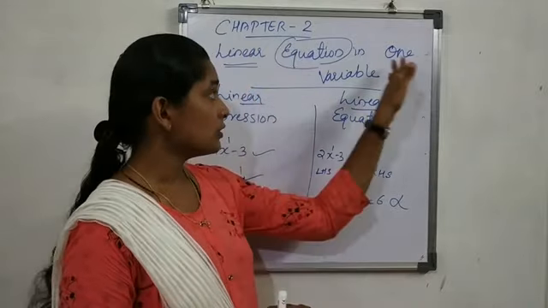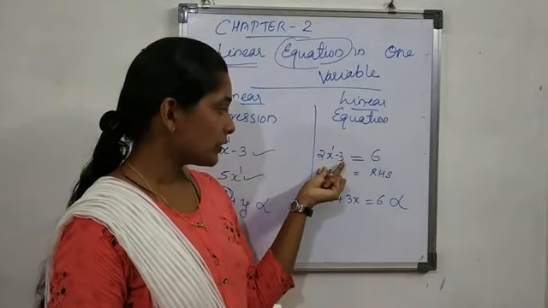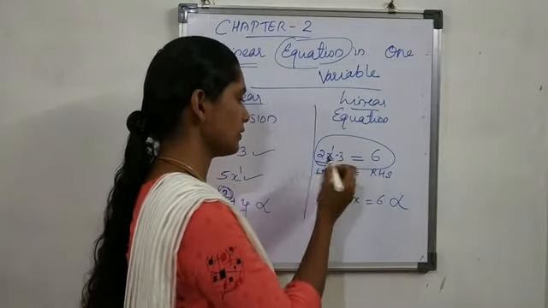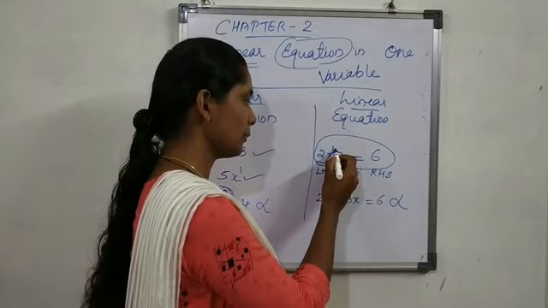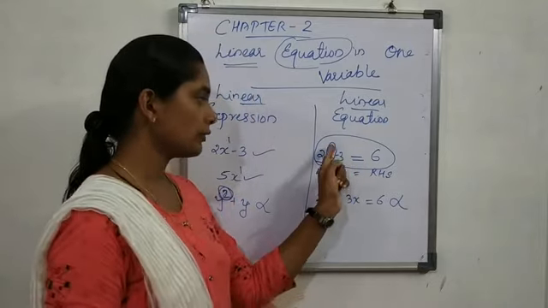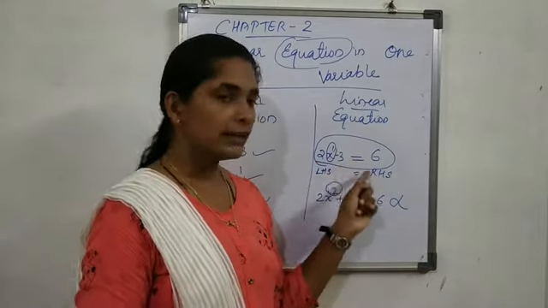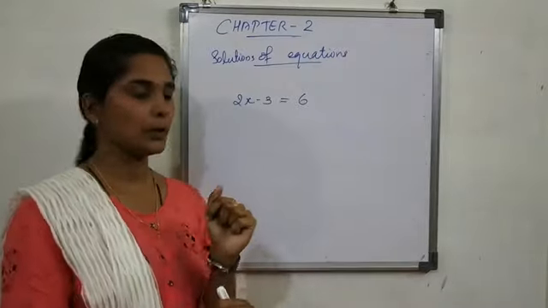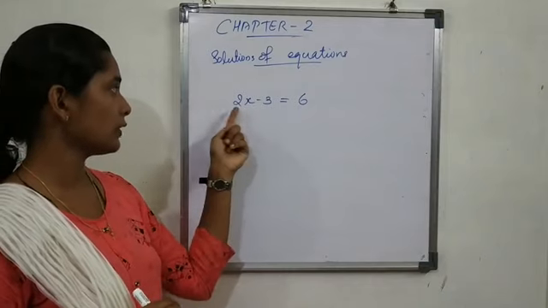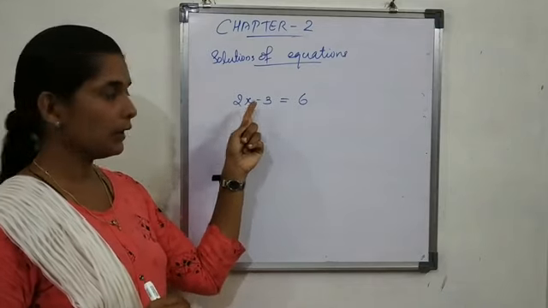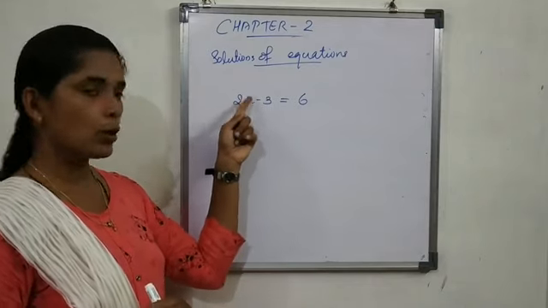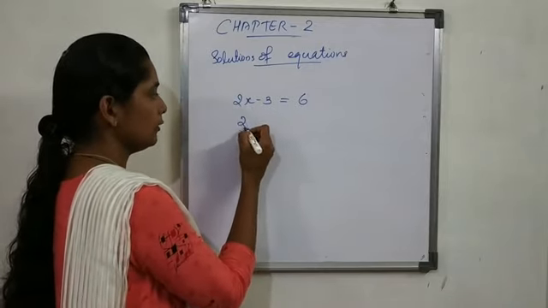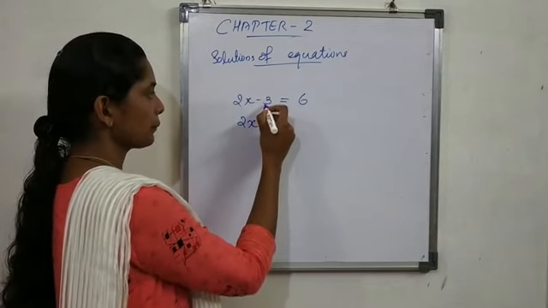A linear equation in one variable means the equation contains only one variable. This equation contains only one variable, that is x, and the degree of x is 1. This is a linear equation in one variable. Now the solution of this equation. It contains one variable and the degree is 1, therefore it is a linear equation.